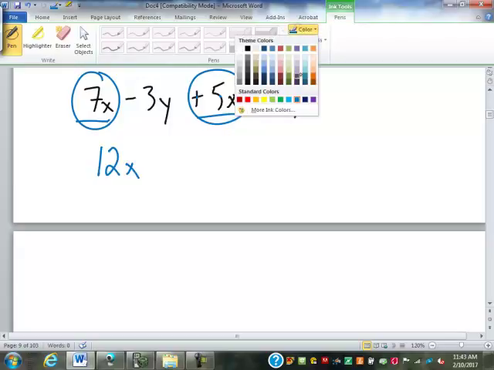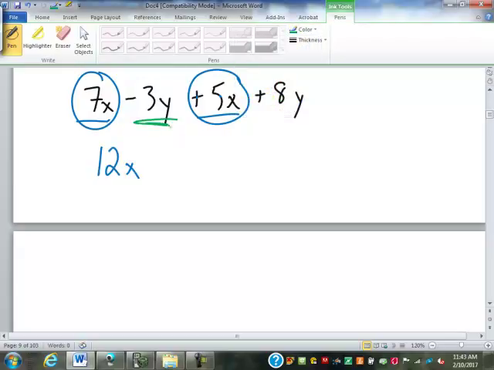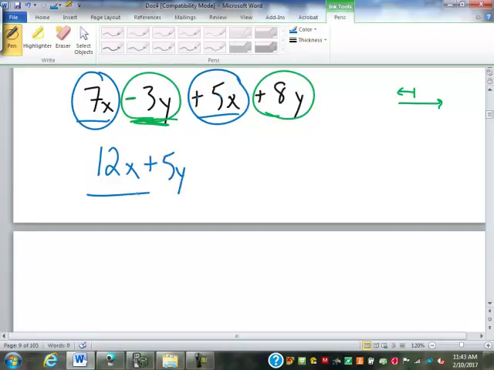So 7x and positive 5x make 12x. Now for the y's, that looks like a 3y, but remember the operation in front of it goes with the number behind it. That subtracting 3y means that that has to be treated as a negative 3y. So it's a negative 3y and a positive 8y. Negative 3 and positive 8 give us positive 5y. Now we have to have an operation in here to connect those. So since that's a positive 5y, we put plus in here.